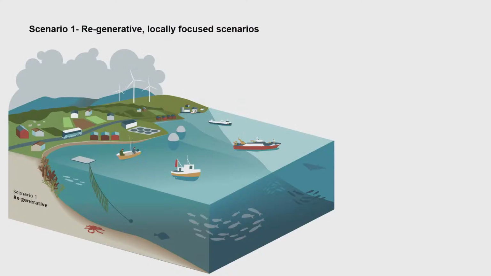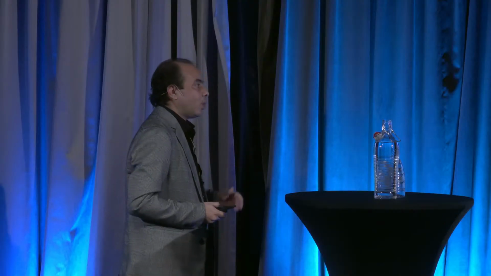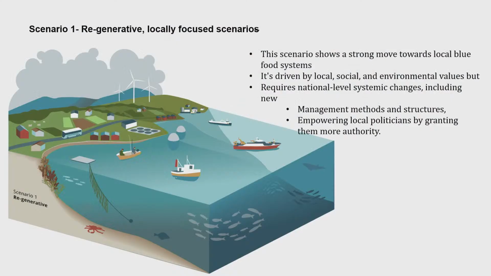So based on our study, we succeeded to create 4 exploratory scenarios. The first scenario is the regenerative, locally focused scenario. This scenario shows a strong move toward a local blue food system. It's driven by local social and environmental values, but at the same time it requires national-level systematic change, including new management methods and structures, and empowering local politicians by granting them more authority. In summary, this scenario is small is beautiful.